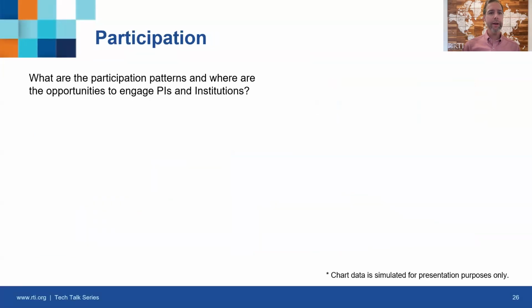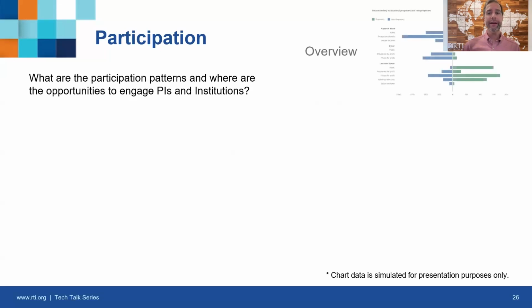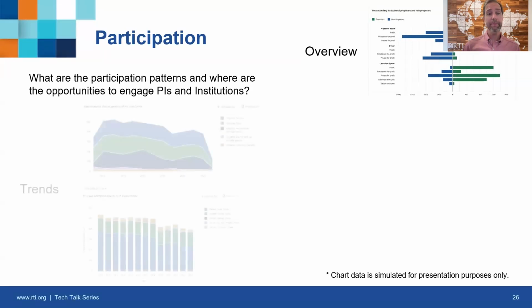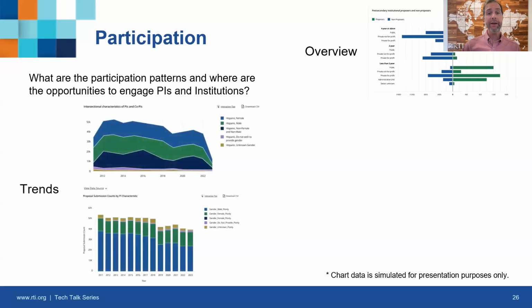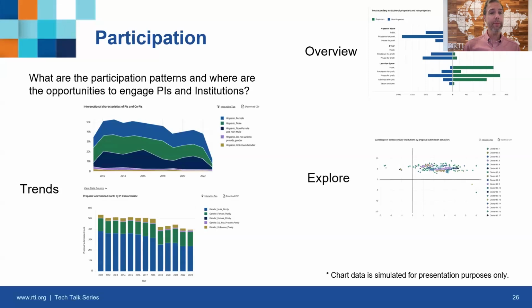So the second organizing section is participation. So what are the participation patterns and where are the opportunities to engage PIs and institutions, in this case, particularly those that are perhaps underrepresented in the NSF portfolio? So again, as before, there's a context section with a set of graphics and visualizations that allow an entry point into this discussion. Then a trend section looking at data over time. And again, another explore section, which has a lot of capability to go further into the investigation.